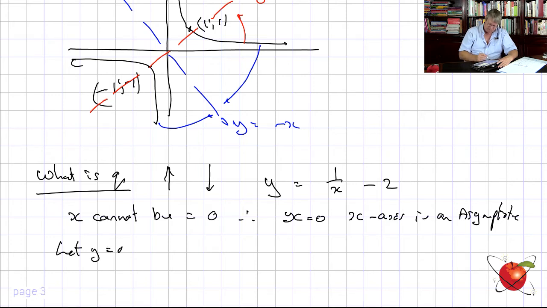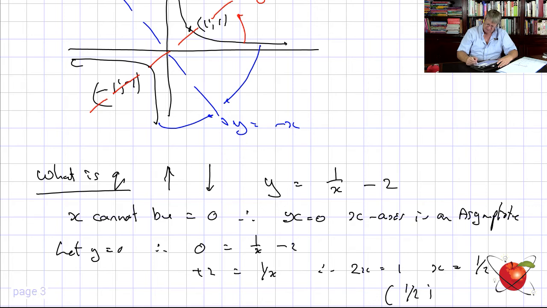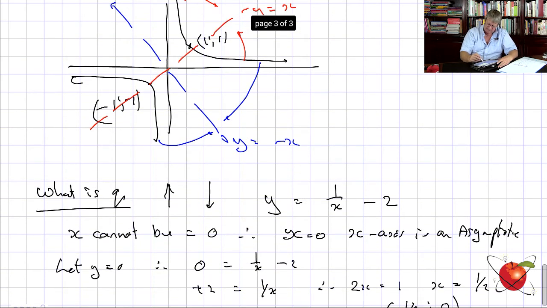Let y equal 0. Therefore, 0 equals 1 over x minus 2. Oh, hang on, now we actually can do it. Plus 2 equals 1 over x. Therefore, multiply through by x: 2x equals 1, therefore x equals a half. Hold on, we've got a coordinate, a half and 0. It means that our graph actually cuts the x-axis, doesn't it?